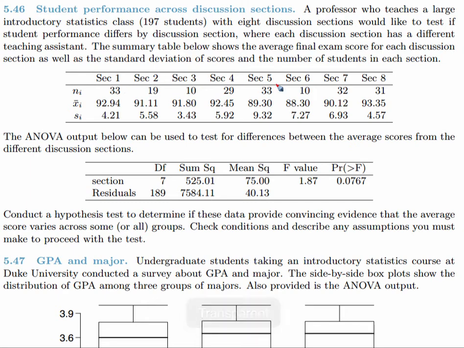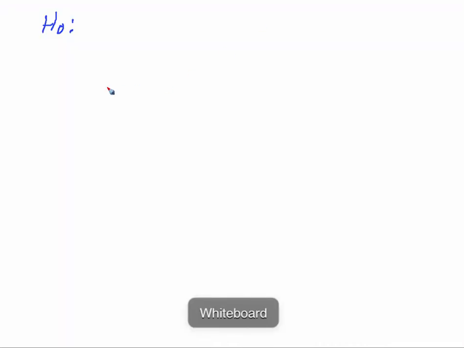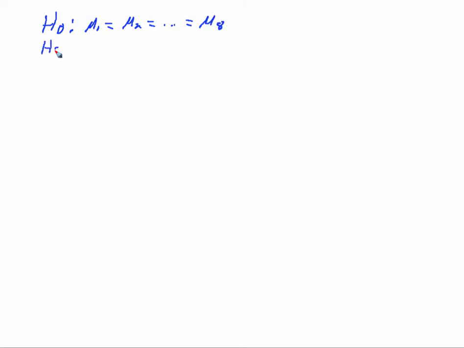So the first step in conducting a hypothesis test, of course, is to set up our hypotheses. The null hypothesis here is going to be that all of the means are the same. What do we mean by that? Well, there are 8 sections here. So the null hypothesis says that mu1 through mu8 are all equal to each other, so that mu1 equals mu2 equals ... up to mu sub 8. In other words, all of the means are the same. The alternate hypothesis, as per usual with ANOVA, is that at least one differs.